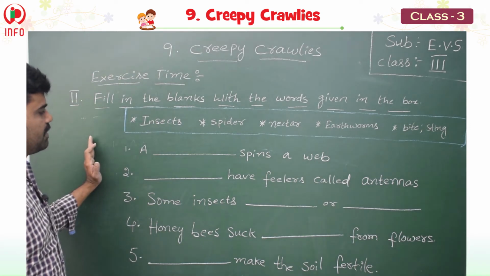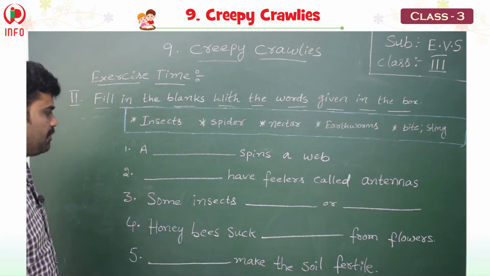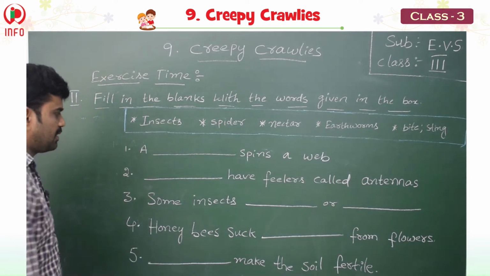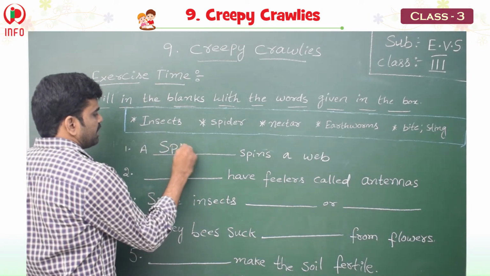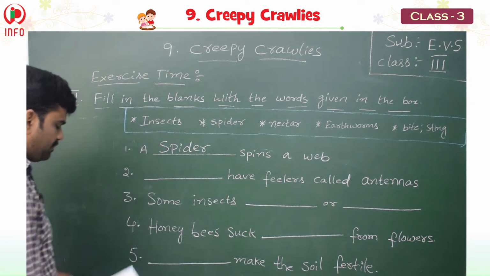Okay. First one is, a dash spins a web. Which of these spins a web? What is the first one? Yes, spider. Spider spins a web.